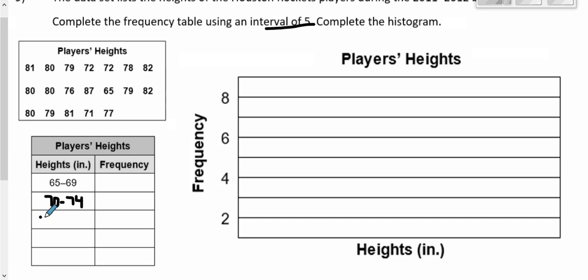And then we're going to have 75 to 89. And then 90 to 94. And 95 to 99. Okay? So, that says 99. Hopefully you can read that. All right, so now we are going to finish our frequency table by just marking them off.